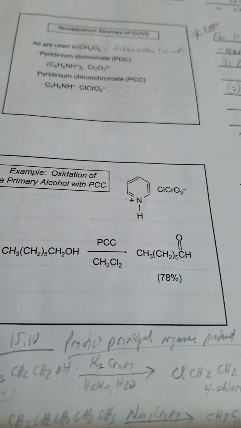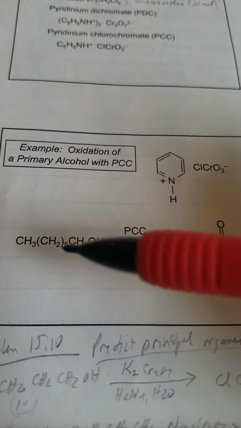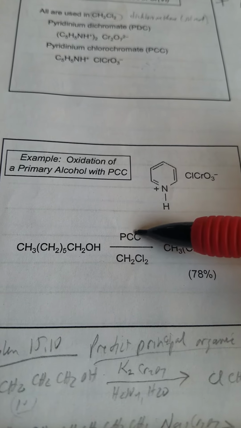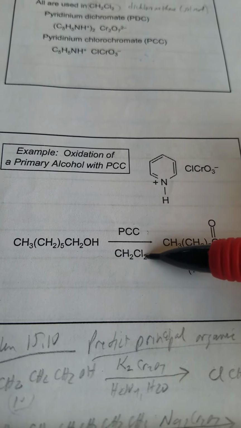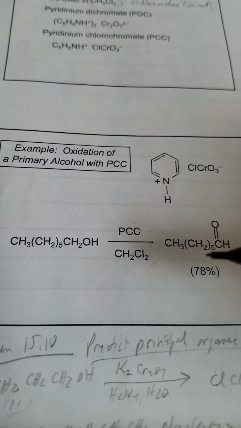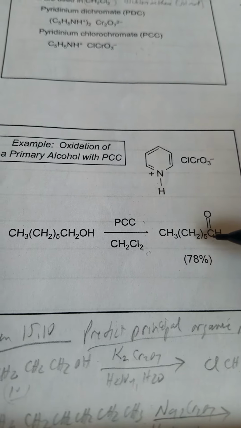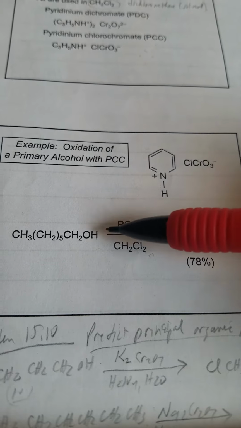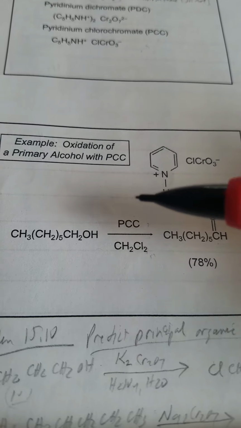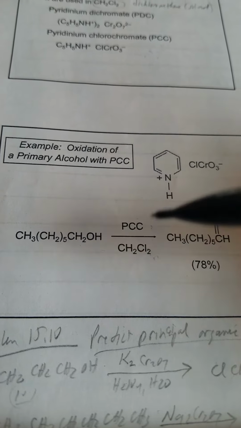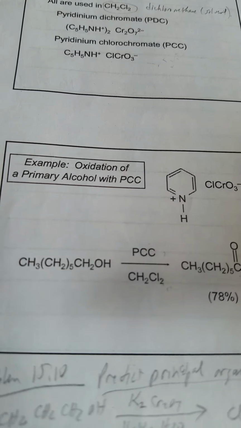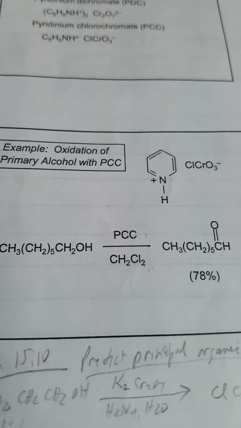So if we look at this example, we have this primary alcohol. We're using the pyridinium chlorochromate in the presence of the dichloromethane. And this time you stop at the aldehyde. If we had used the potassium dichromate, sulfuric acid, water, heat combination to make our chromic acid, then we would have gone to a carboxylic acid.